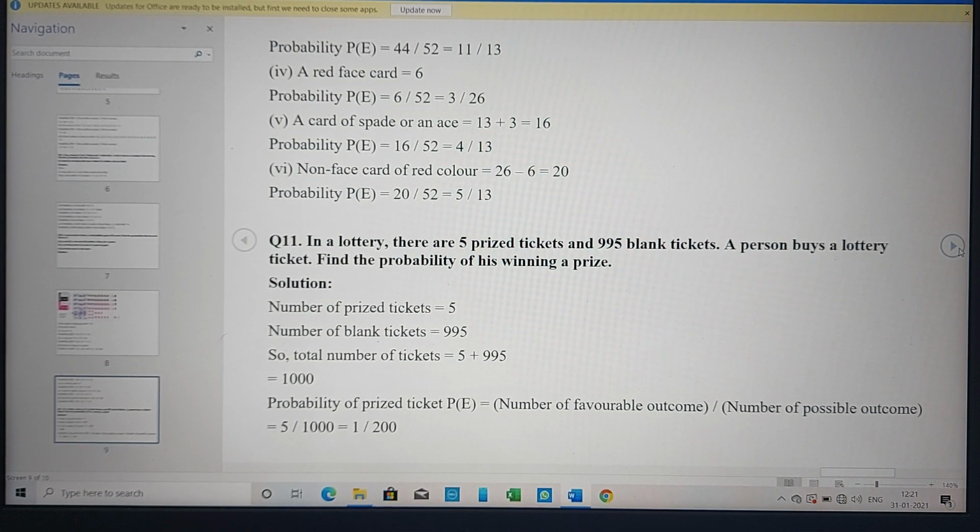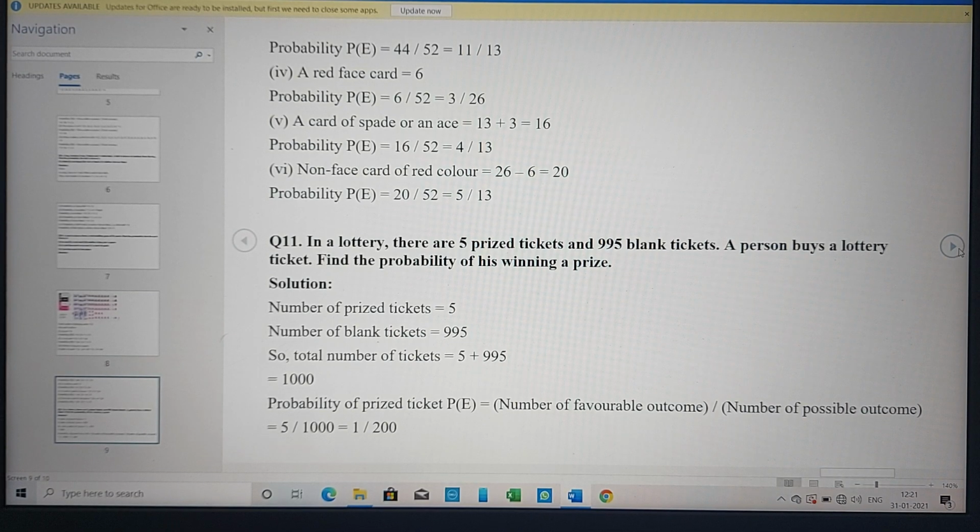Okay, moving on to the last question, that is, in a lottery there are 5 prized tickets and 995 blank tickets on which there is no prize. So total number of tickets will be 995 plus 5, as we added in the balls question. Okay, so total number of outcomes will be 5 prized plus 995 blank tickets, that means 1000. So total number of outcomes are 1000.